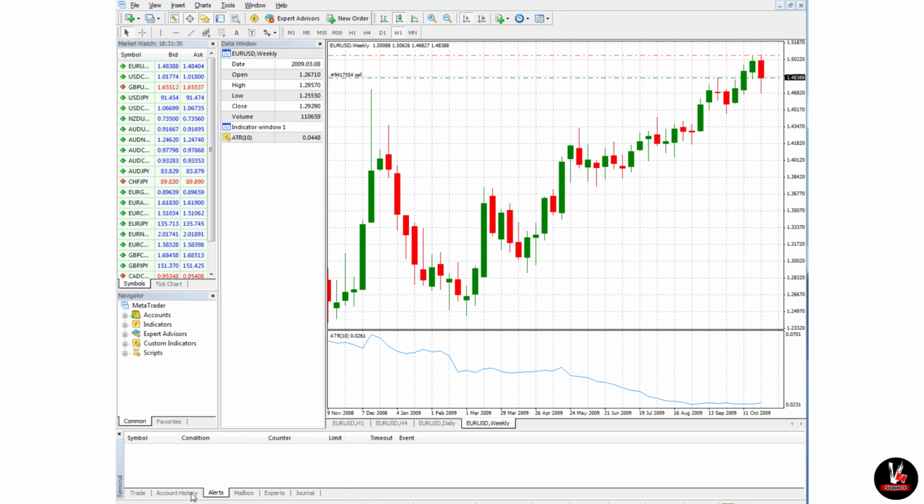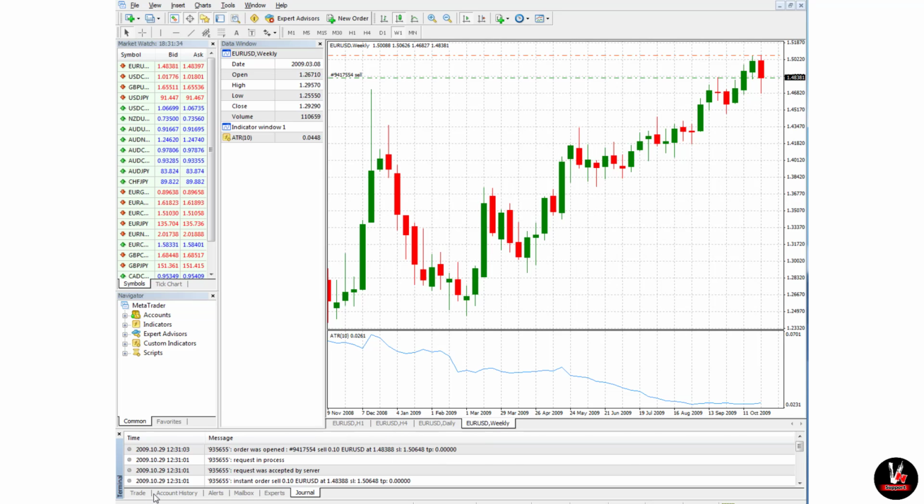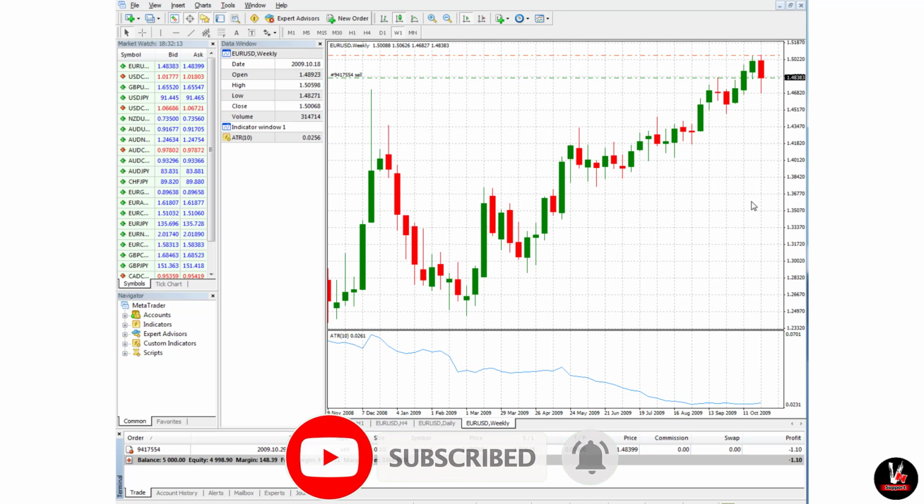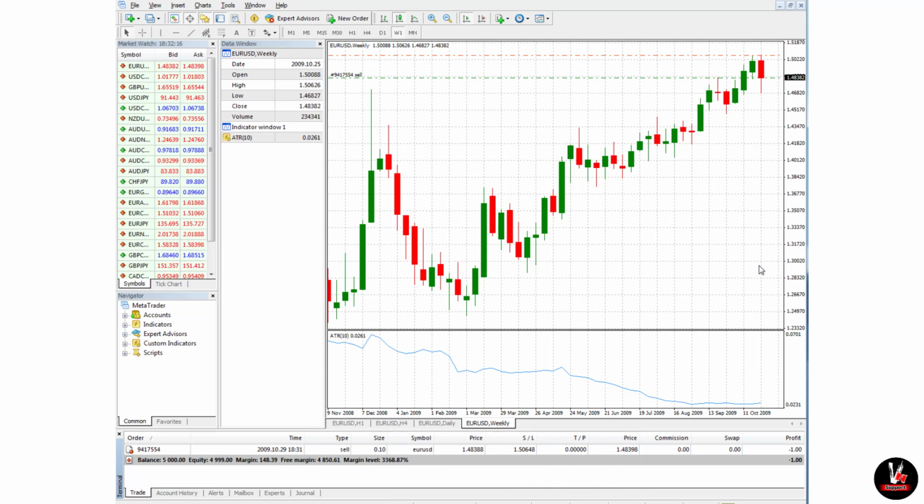And let's go down here to account history. Trade. Okay. We are short from this price, 1.48388, around here. There's our stop loss. We don't have a price target in currently. You can see how this is moving. If this was a full-size contract, it'd be moving further against us, but it is not, so we're okay. So we're moving along quite fine.